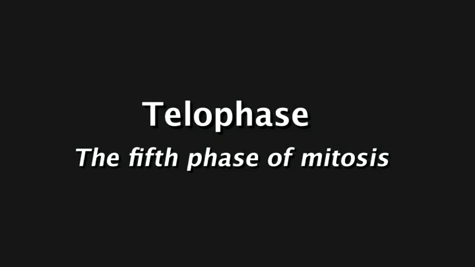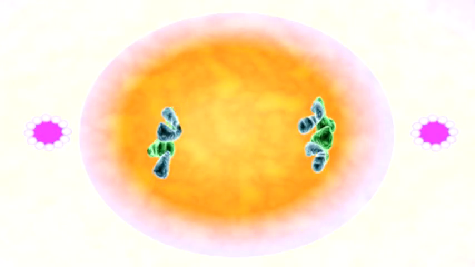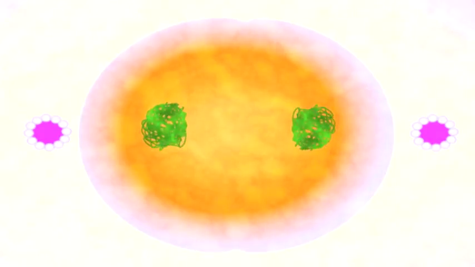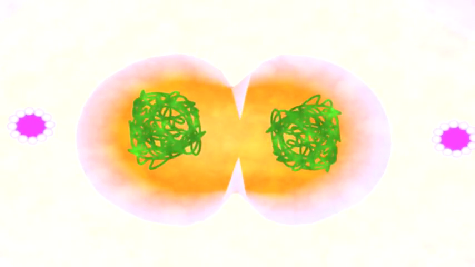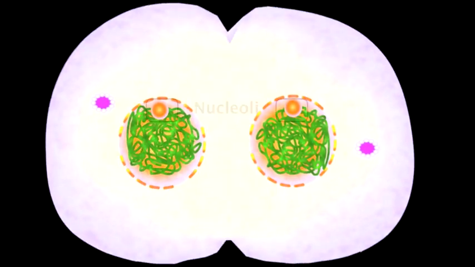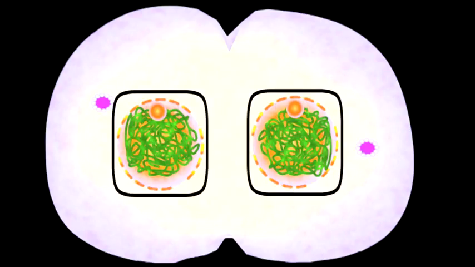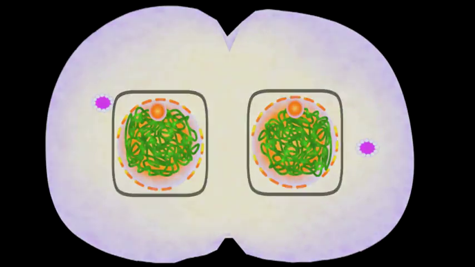Telophase is the fifth and final phase of mitosis. It is the time when the daughter chromosomes uncoil back into threads of chromatin. As new nuclear membranes begin to form around the chromatin, the cell elongates and nucleoli reappear, resulting in the production of 2 new genetically identical nuclei. And this completes the 5 phases of mitosis.